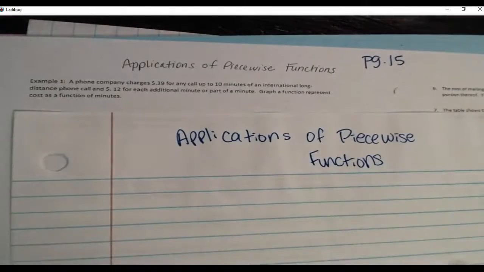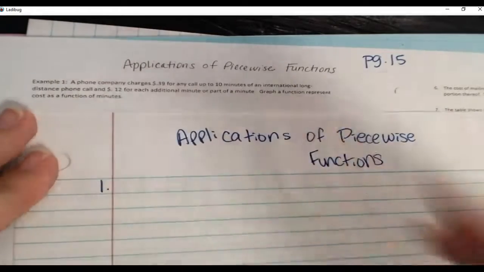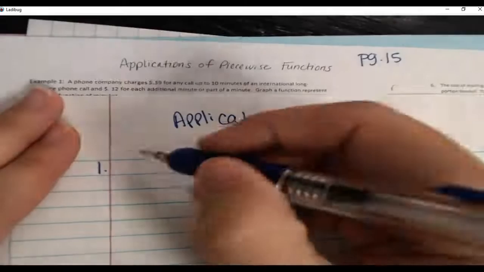it says, a phone company charges 39 cents for any call up to 10 minutes on an international long-distance phone call and 12 cents for each additional minute or part of a minute. So what we want to do is graph this function to represent the cost as a function of minutes. Okay, so we want to draw a graph.